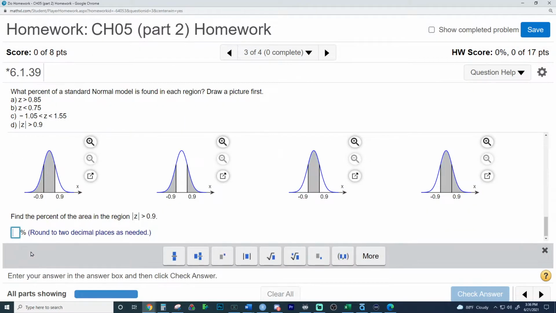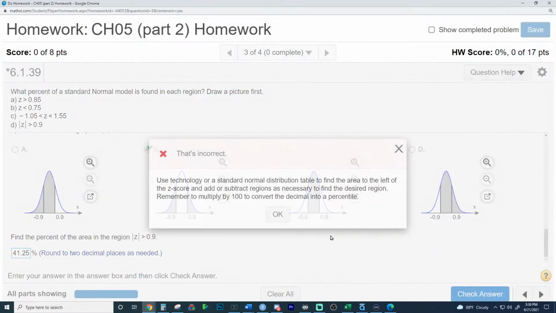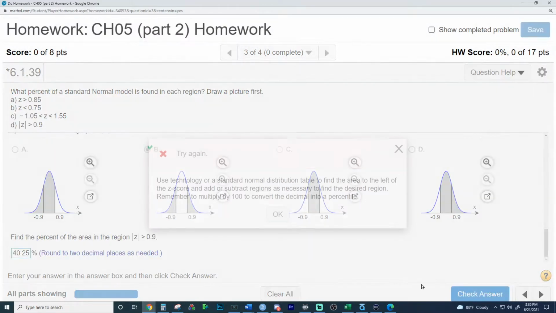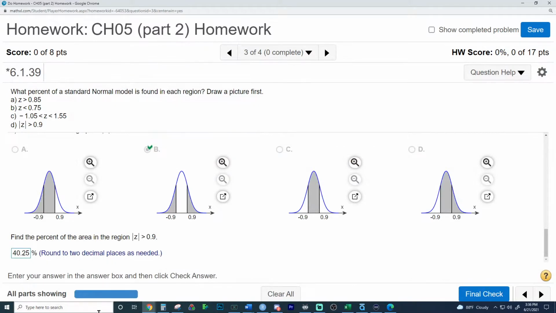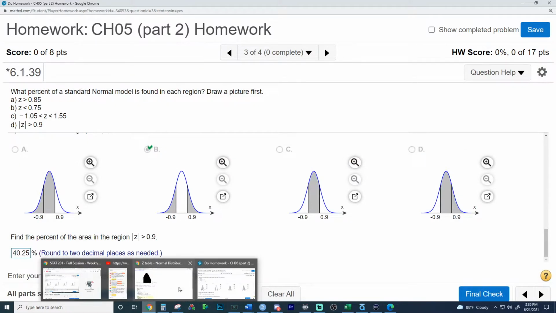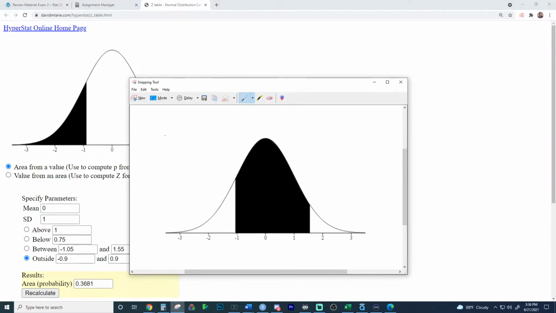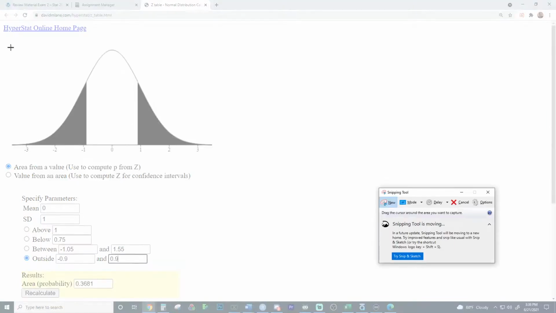So we'll just go here and guess 41.25. Nope. And then we'll just go a little bit less because that's probably too much. These are just random guesses. And now we want outside of negative 0.9 and 0.9 once again, and it's 36.81. I was pretty far off on that one.